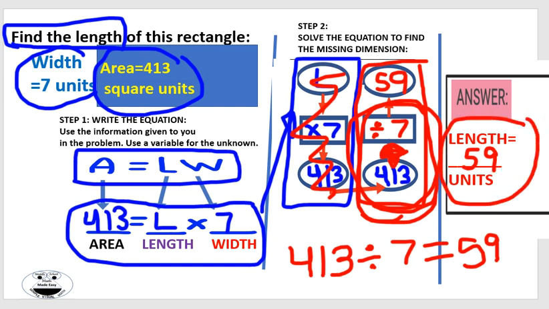What we can do to check this to see if it is correct is we can do 59 times 7, and we can see if we get 413. I went over checking equations in the algebra series in my videos.